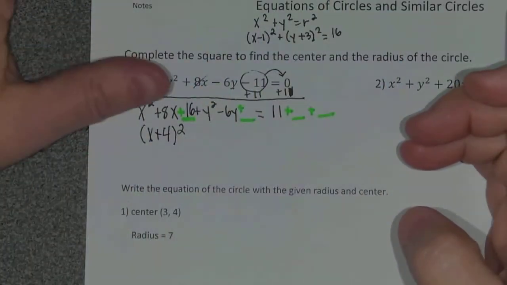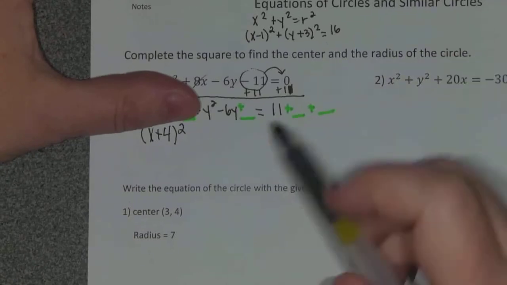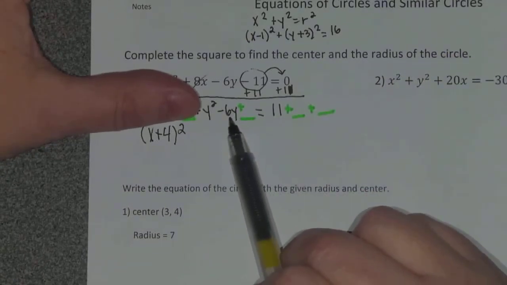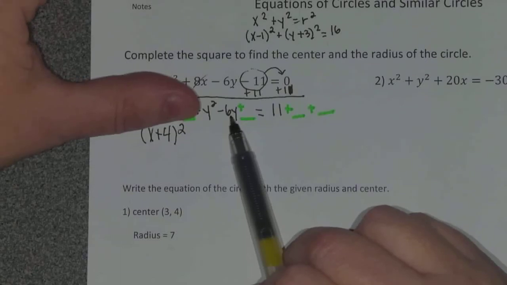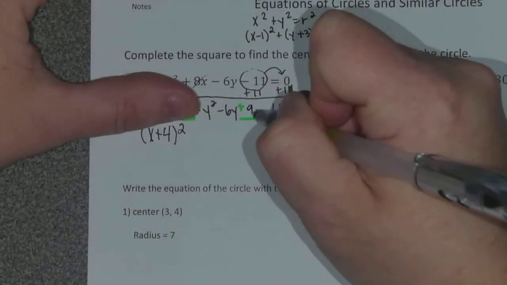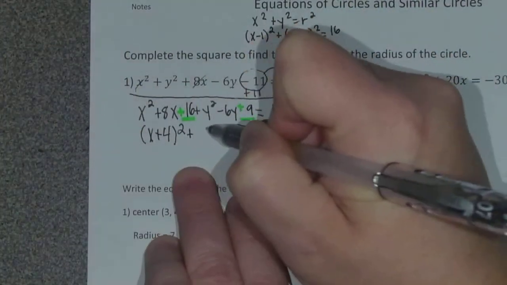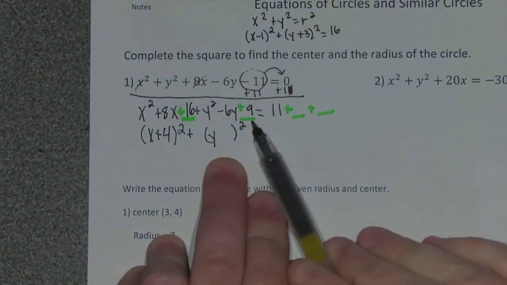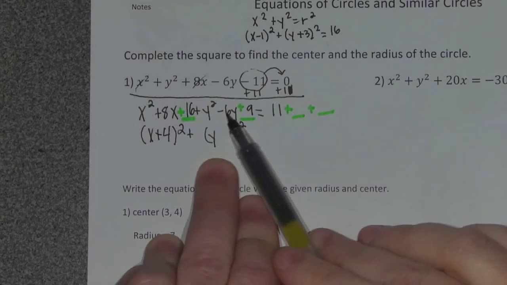Okay, now can we look at our y's for just a minute? I'm going to take half this middle number, and I only need to worry about the number, not the sign. Half the middle number would be 3, and 3 squared would be 9. So I'm going to add 9 there, and I'm going to factor it into a perfect square. So what multiplies to 9 and adds to -6?